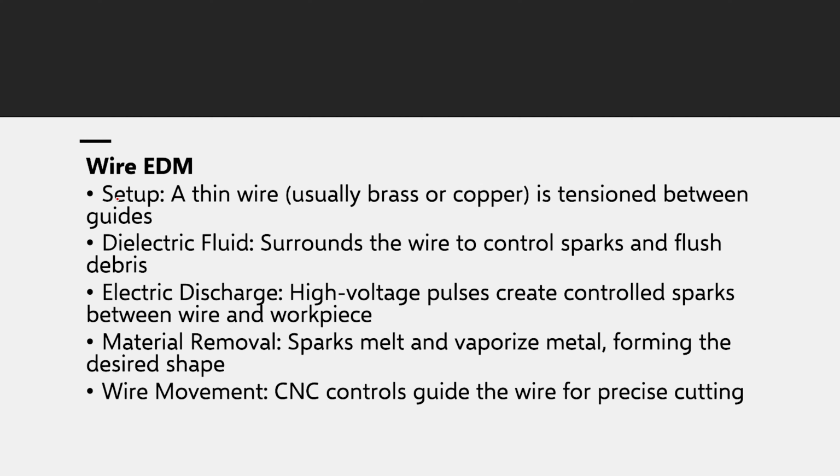On wire EDM, the initial setup consists of a thin wire which is wound around the guides. The dielectric fluid surrounds the controlled sparks, flushes the debris, and prevents electric shock. The electric discharge here happens due to the high voltage pulses created because of the voltage difference between the tool and the workpiece. The material removal here happens because of the sparks that melt and vaporize the metal, forming the desired shape. The wire movement goes based on the CNC control guide for precise cutting.